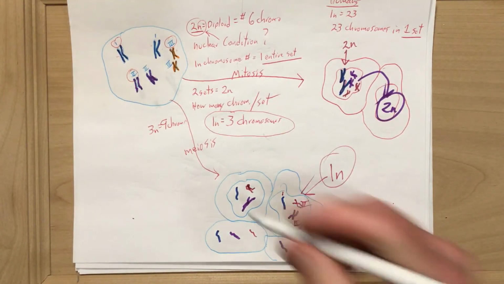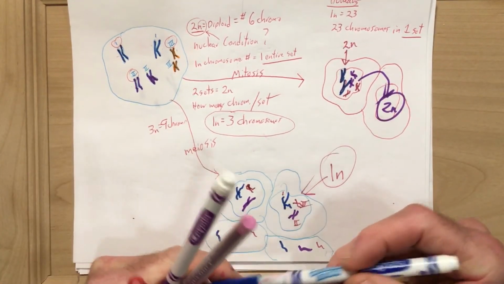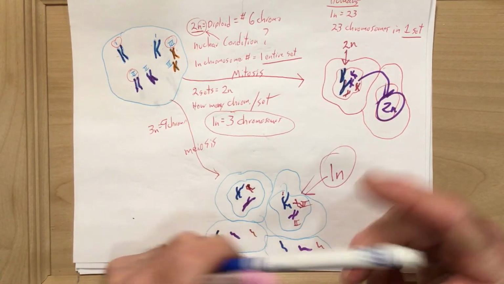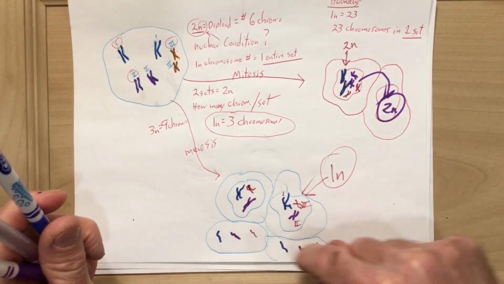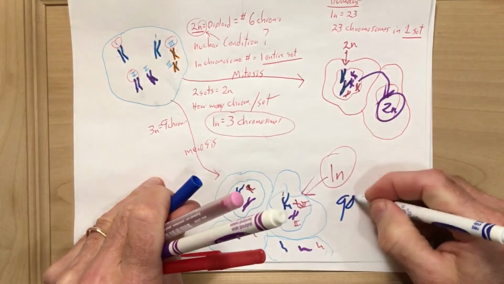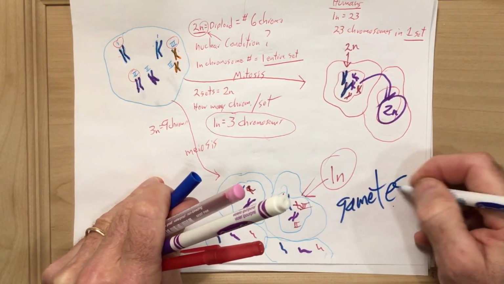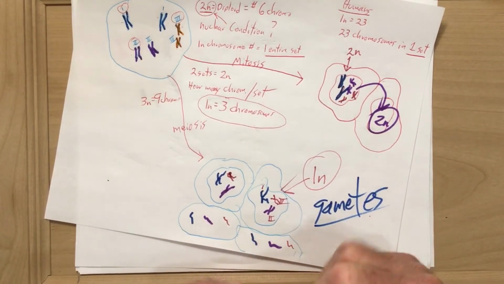So the idea is that meiosis is going to make a haploid cell out of a diploid cell. Okay, there's only one of everything. One set, one set, one set, one set. Those are haploid cells. Those are destined to be gametes. Right? All right, so that's the general idea.